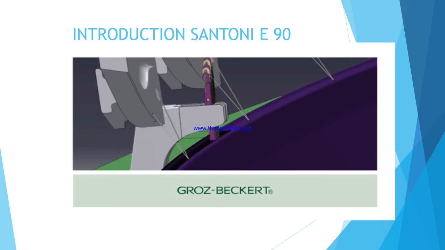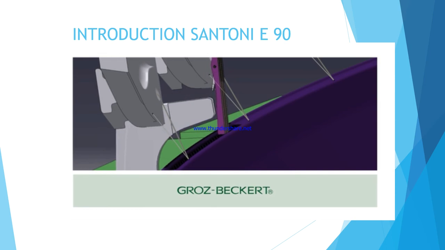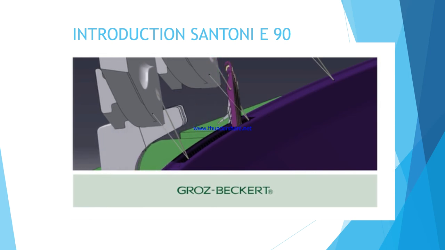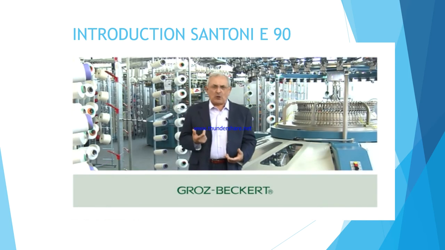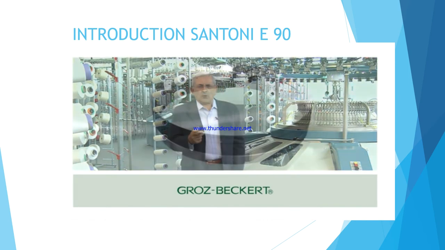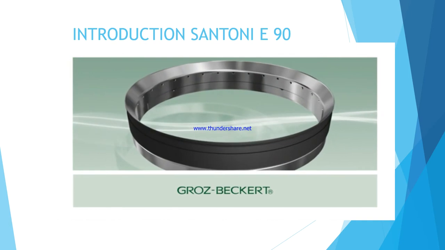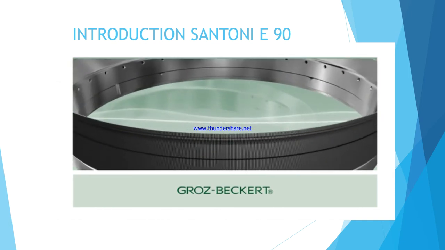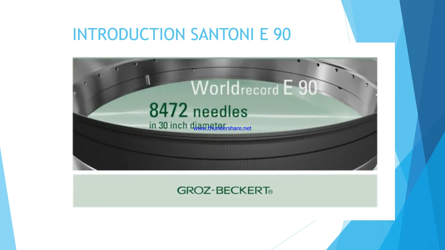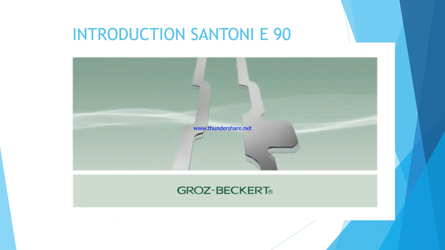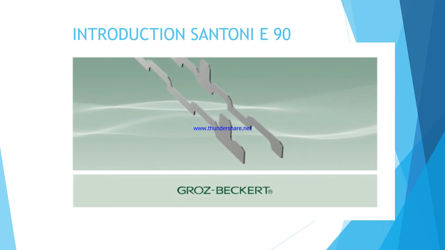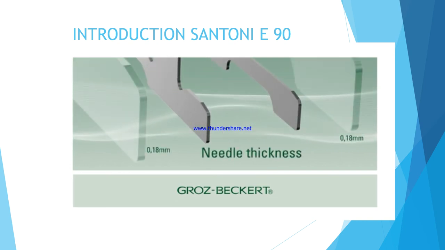A special mobile holding down jack, Santoni's patent, is inserted only to unload the loop when the needle begins to rise again, and moves away when the needle descends to pick the yarn. The cylinder, 30-inch, which in the loop formation area has as many as 8,472 spaces, is covered by a Santoni patent. A needle thickness of 0.18 millimeters, never before realized by Groz-Beckert, is used.